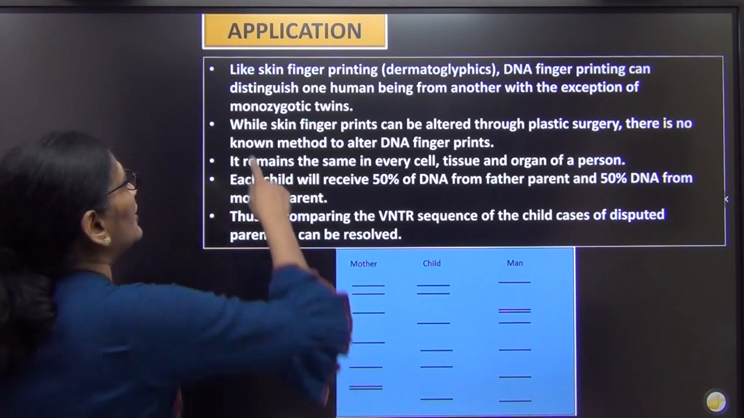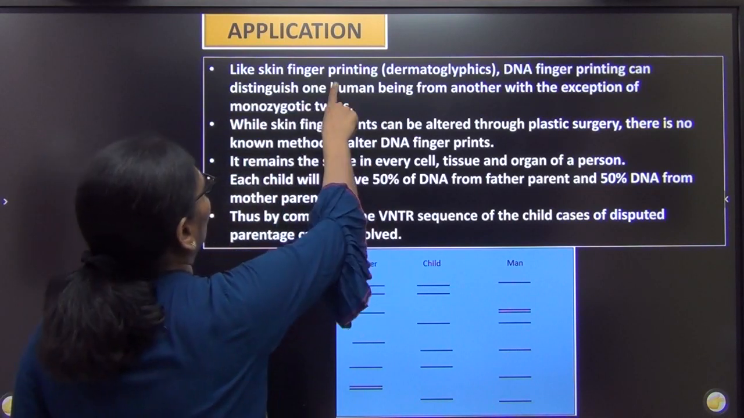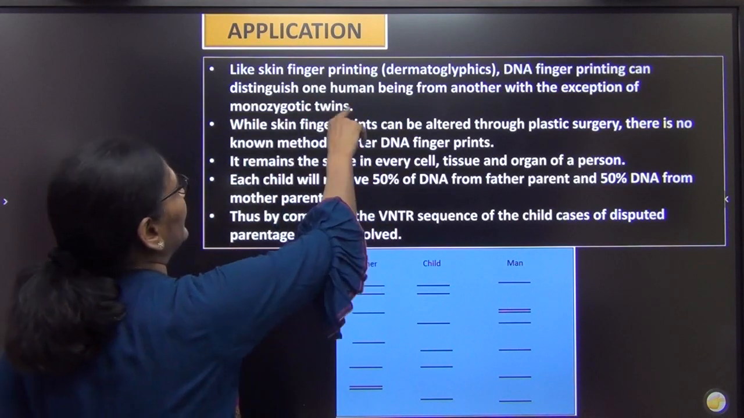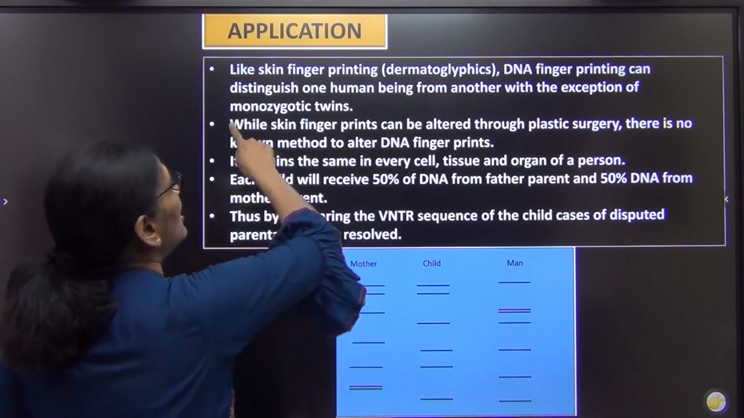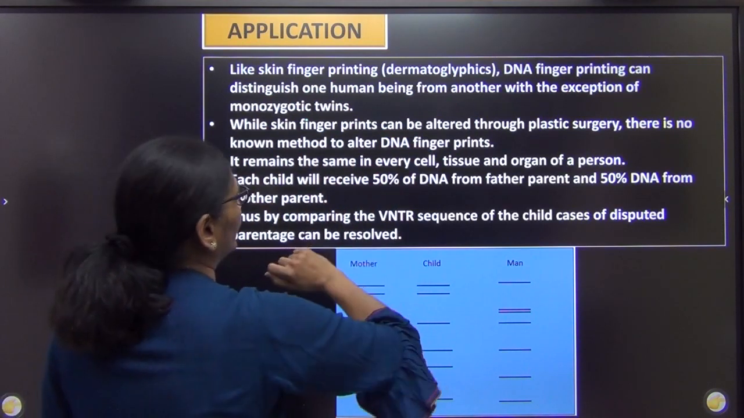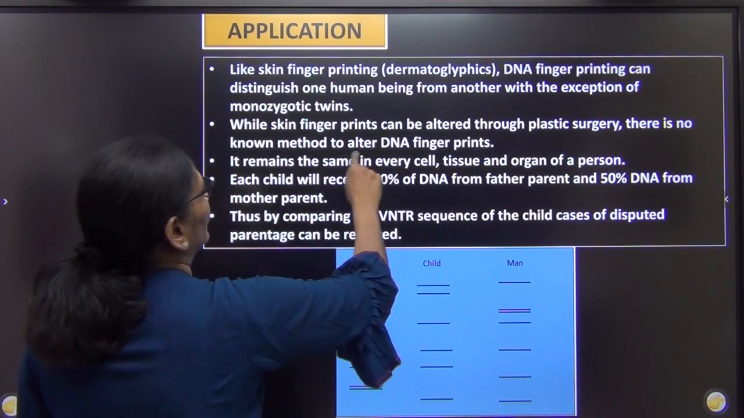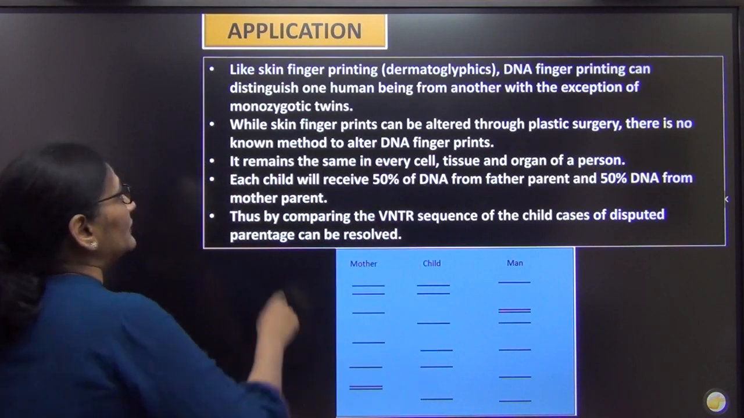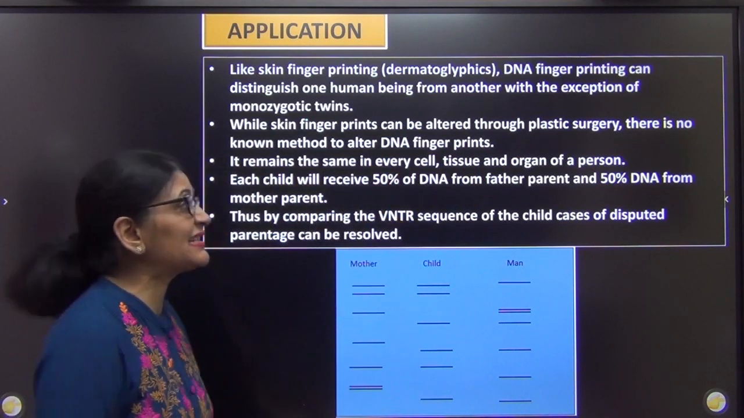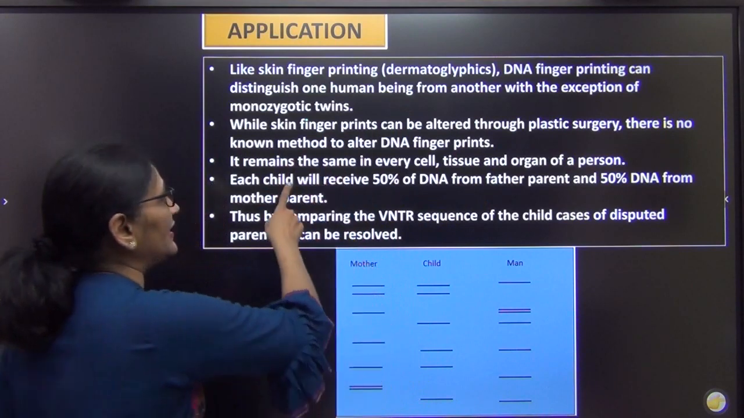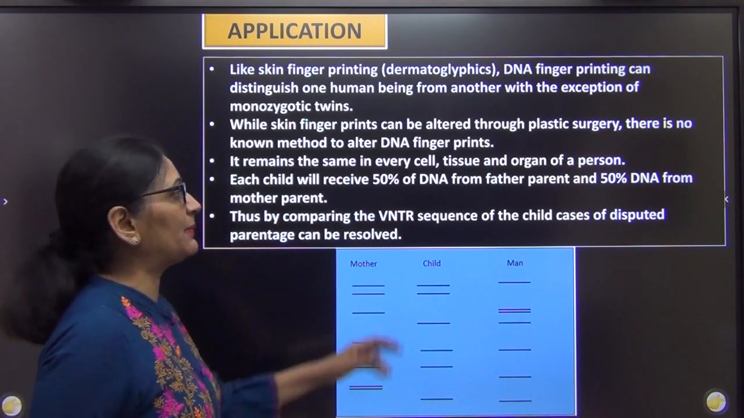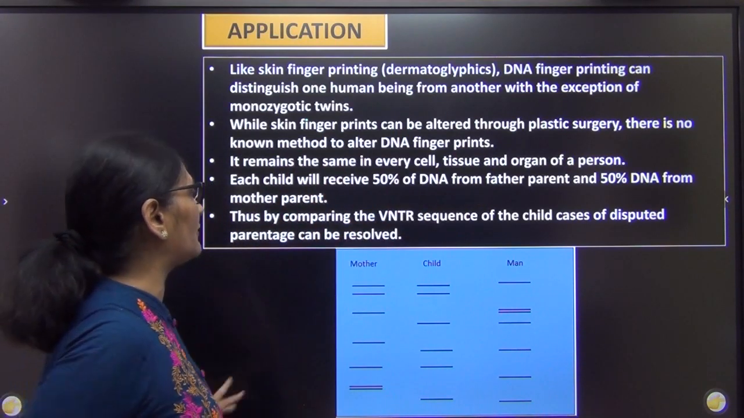and in maternal-paternal disputes. Now, like skin fingerprinting, DNA fingerprinting can distinguish one from another. While skin fingerprint can be altered, there is no known method to alter DNA fingerprint. It remains the same in every cell and every organ of a person. Every child will receive 50% from the mother and 50% from the father.